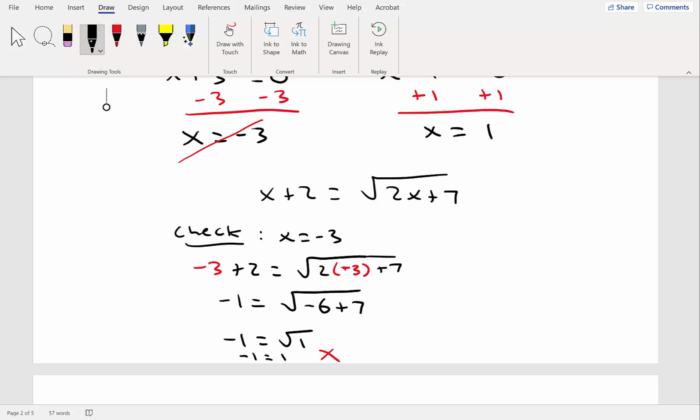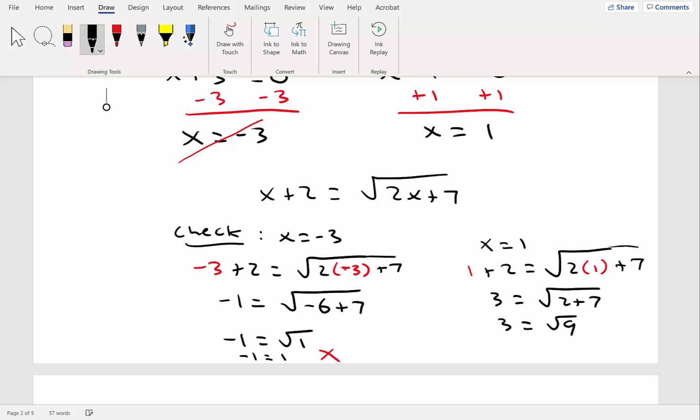Now let's go ahead and check x equals positive 1. So let's plug it in. We have 1 plus 2 is equal to square root of 2 times 1, and then plus 7. Start simplifying. 1 plus 2 gives me 3, and I have equal to square root of 2 times 1 gives me 2, and I have plus 7. So I get 3 is equal to square root of 9. So I get 3 is equal to 3, which is a true statement. So my only solution here is x equals 1. So just remember, always check your solutions.